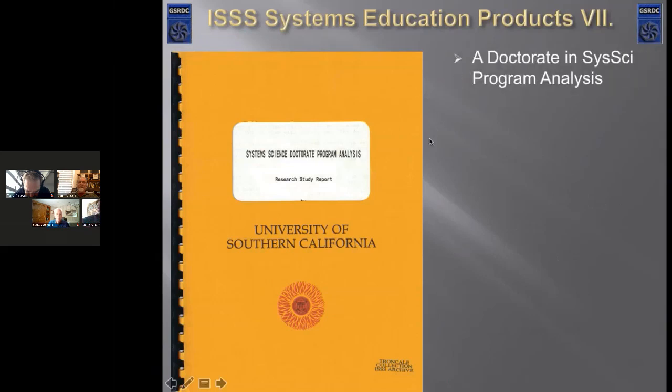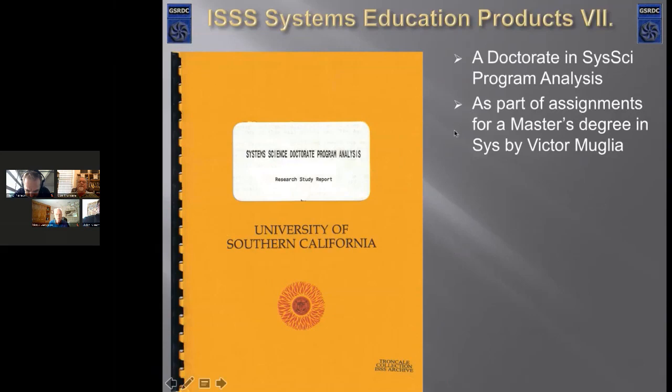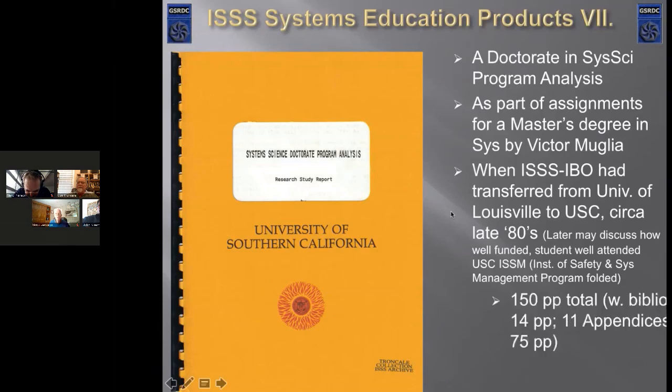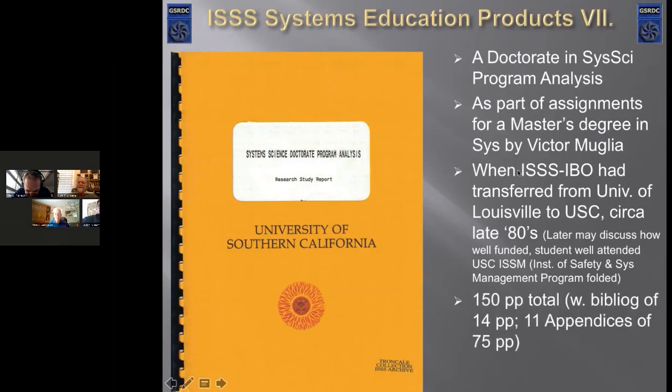A seventh product was a master's degree in systems, a program analysis in system science, by Victor Muglia, and I have it here in the IBO, transferred from the University of Louisville to USC. When this happened, the International Business Office for what was the ISSS went from the University of Louisville, because James G. Miller had retired and they closed the group there, to the University of Southern California, near me here, because I was managing director at that time.